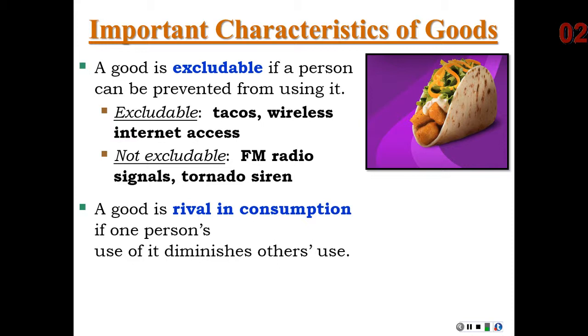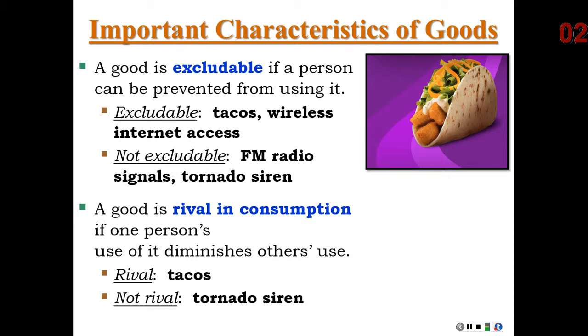And then also the rival in consumption question. Is a good rival in consumption? What that means is, does one person's use of a good diminish another person's use? Again, food is a good example here. If I eat a taco, I have diminished, in fact eliminated, anyone else's potential consumption of that taco. And so food is rival in consumption.